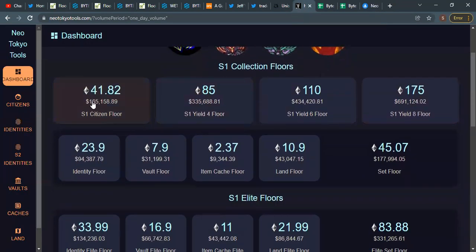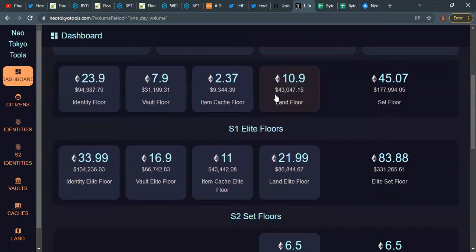All right, so the floor is definitely down a bit. We were above 170,000 yesterday. We're down a little bit on the S1 yield 4. Land floor is definitely down from 60,000 to 50,000, now 43,000. That's because people can redeem Bytes for land.